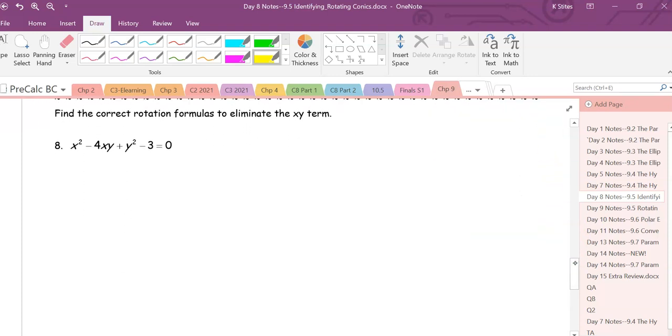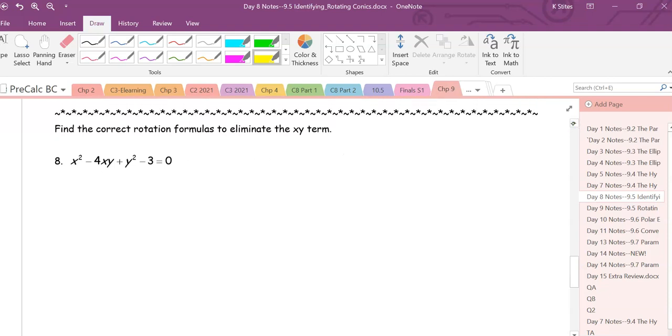All right, so let's try this 2 times. We're going to find the correct rotation formulas to eliminate the xy term. We're not actually going to eliminate the xy term today. I'm going to show you how to do that tomorrow. But what we are doing here is necessary for what we're going to do tomorrow. All right, so here's the first thing you're going to do. You're going to identify your A, which is 1, your B, which is negative 4, and your C, which is also a 1.